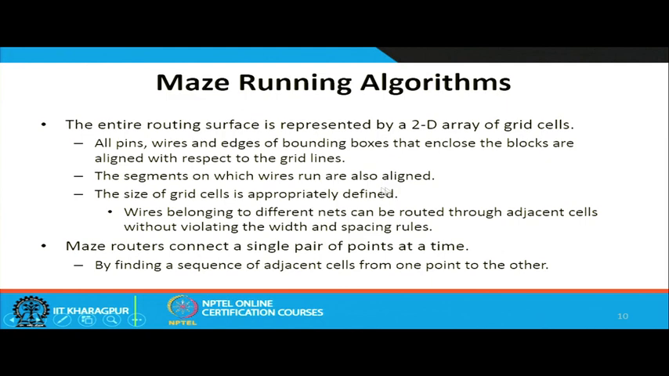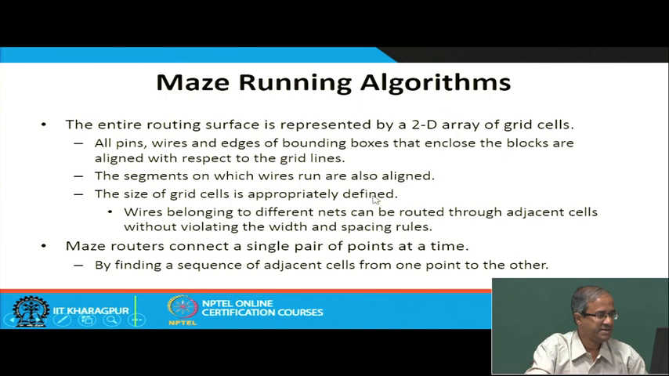So, the segments on which the wire runs are also aligned. As I had said, the size of the grid cells is appropriately defined, so that wires for different nets can be routed through adjacent cells. And if we do proper sizing, we are sure that our constraints regarding width and spacing of the lines shall not be violated. And these maze routers actually connect a single pair of points at a time. Of course, we shall see later how this restriction can be avoided. We can have multipoint nets as well. So let's see the process, then we shall illustrate it with the help of an example.